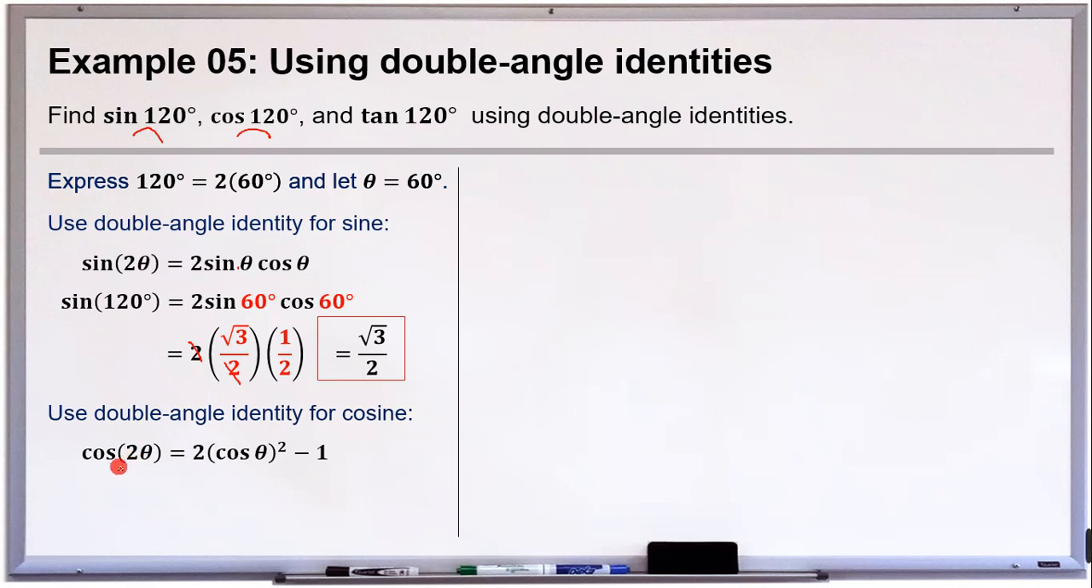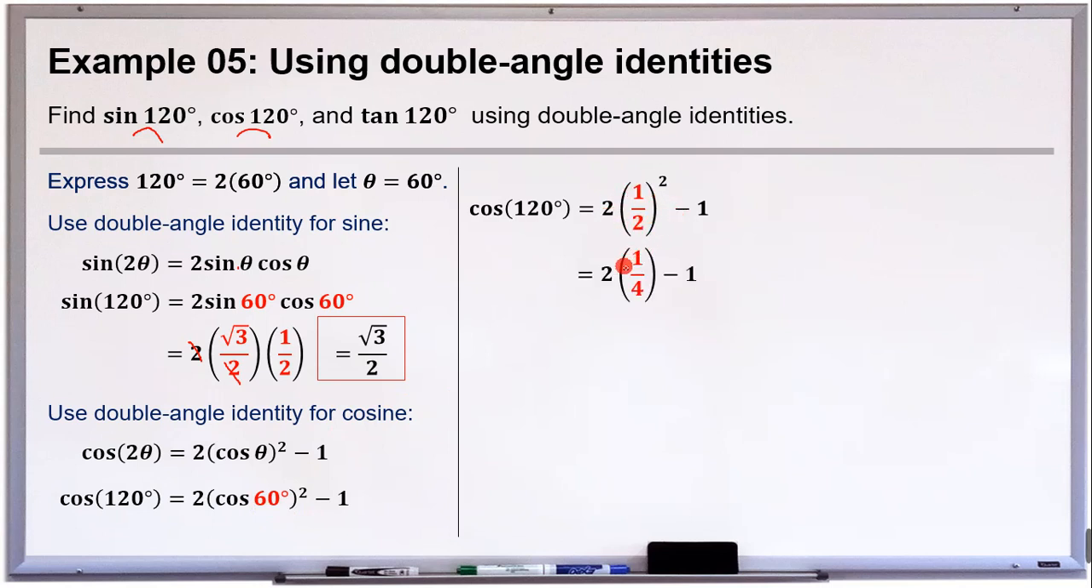Now, in my case, I use cosine 2 theta equals 2 cosine theta squared minus 1. We have cosine 120 is equal to 2 cosine 60 squared minus 1. So cosine of 60, as we all know, is 1 half. So we have here 2 times 1 half squared minus 1. Simplifying further, 1 half squared is equal to 1/4. Then this will be cancelled out, leaving 2 in the denominator. So you have 1 half minus 1, and that is equal to negative 1 half. Therefore, the exact value for cosine 120 degrees is equal to negative 1 half.